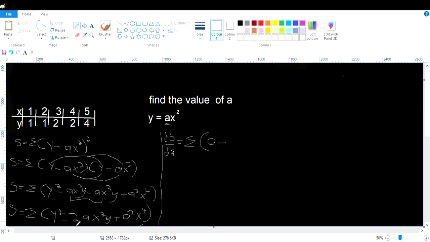The second term is minus 2a x squared y. Here we're going to have minus 2 x to the power 2 y. Then plus 2a x to the power 4. The derivative of S with respect to a is equal to 0. And here I'm going to write 0.